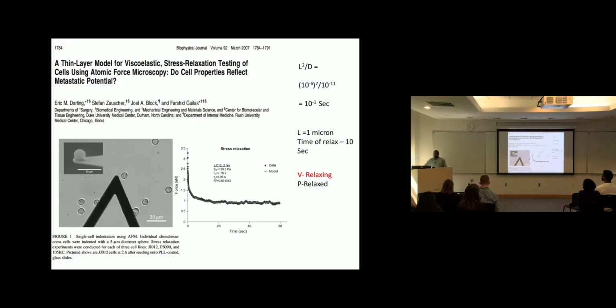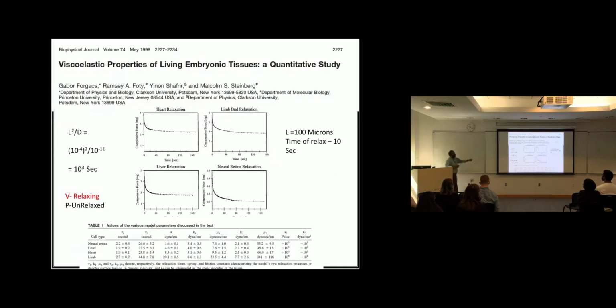Now let's go to some of the other experiments. This experiment that I showed you before on the properties of embryonic tissues was a tissue whose size was like 100 microns. So if I now put L square over D, where D is roughly the diffusion constant of water, you get 1,000 seconds. Whereas the time scale that they measured is about 10 seconds. So this is actually the viscoelastic case because the poroelasticity has no chance to relax.